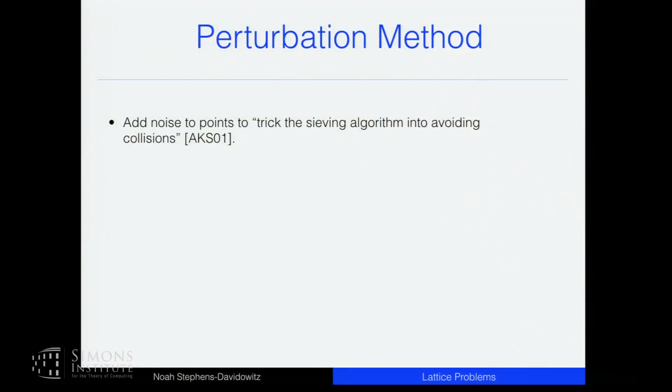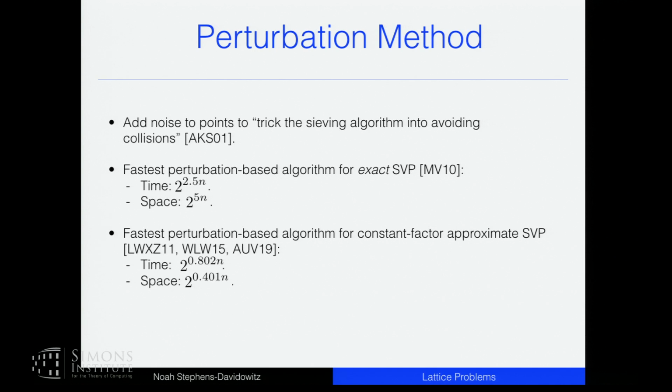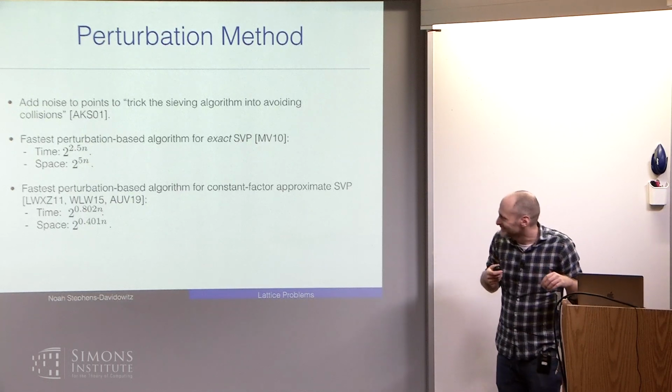The perturbation method, which was the original method, is just to add a little bit of noise to your lattice point, to fool your algorithm. For exact SVP, the best perturbation-based algorithm is by Daniele and Vulgaris, which runs in 2 to the 2.5n time and 2 to the 1.25n space. Sorry, the slide is wrong; I doubled instead of halving.